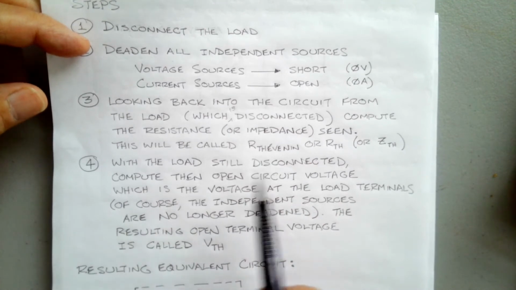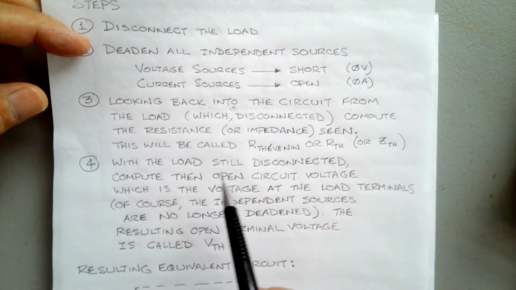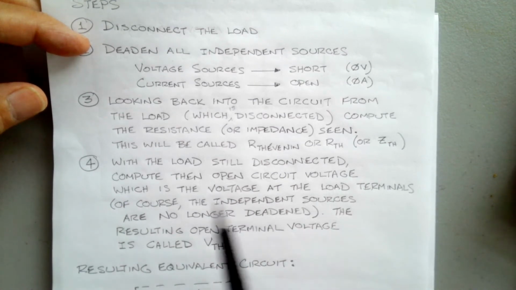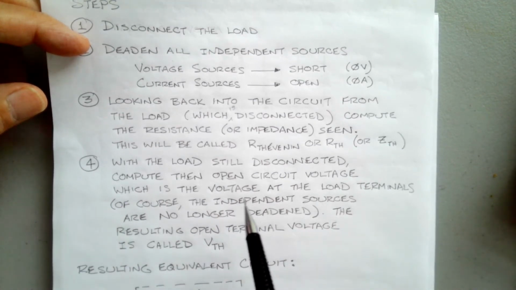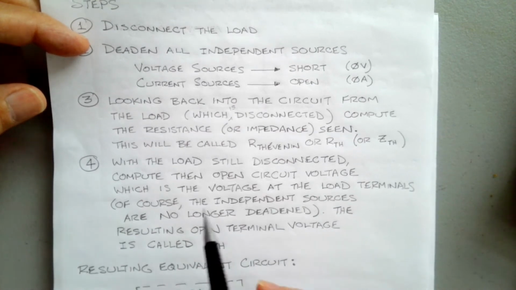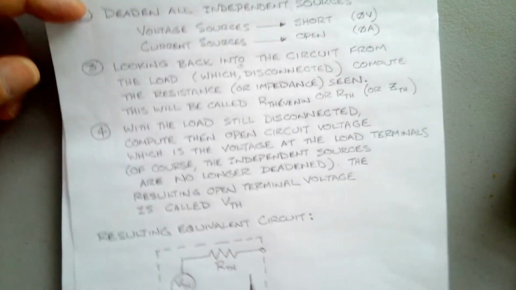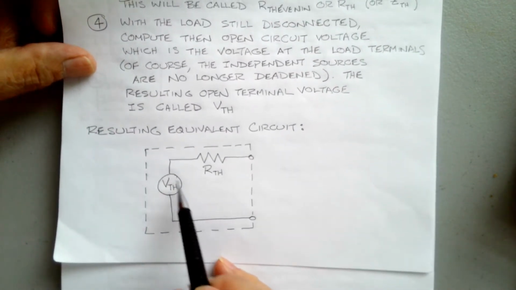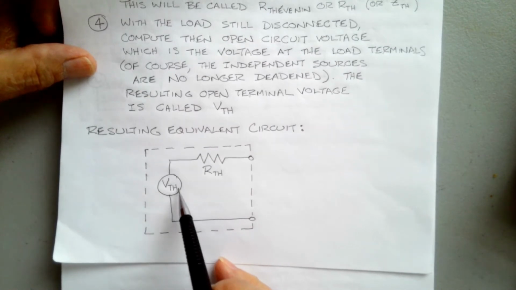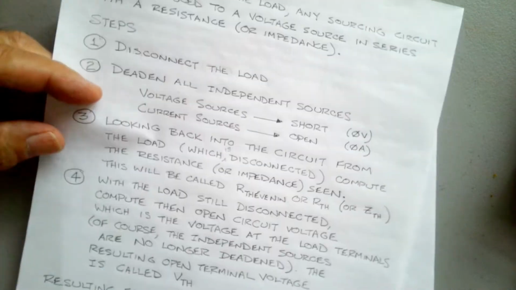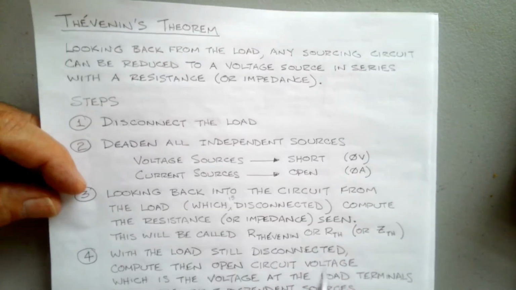With the load still disconnected, compute the open circuit voltage, which is the voltage at the load terminals. Of course, the independent sources are no longer deadened. We've put them back in the circuit. The resulting open terminal voltage is called VTH, and we'll wind up with an equivalent circuit. Here's the VTH we computed, and here's the RTH or ZTH we've computed. So those are the steps.